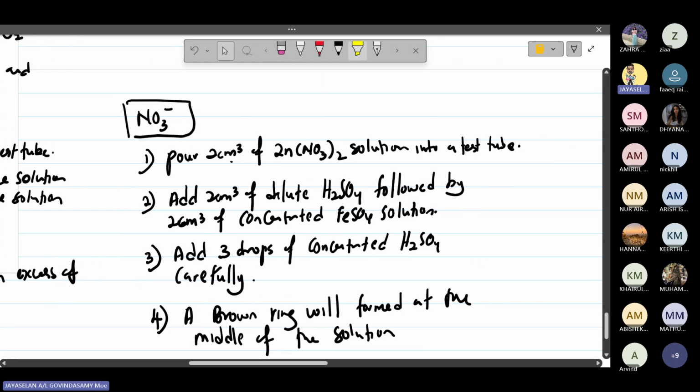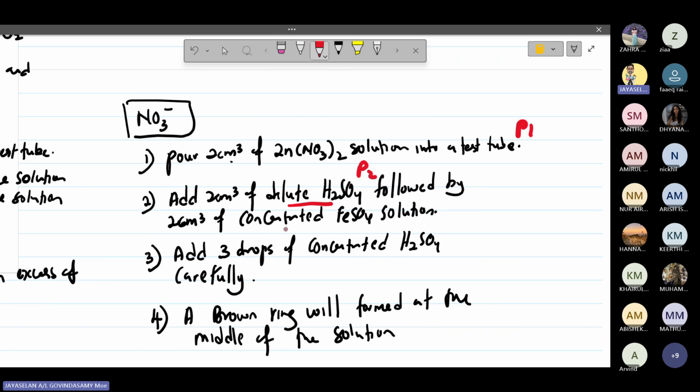So kenapa 4 point? Kenapa 5 markah? Okay, ini point 1. Okay, ini point 2. Concentrated iron 2 sulfate solution, point 3. Carefully, point 4. This one, point 5. You guys already scored 10 marks. Any question? Any question?